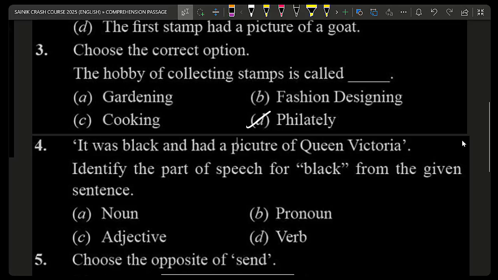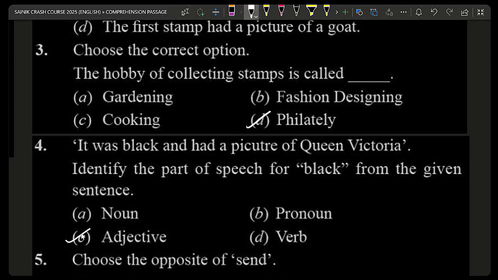Anvita, do you know what this black is? Which part of speech? Sir, adjective. What is adjective actually? Sir, adjectives are shapes, colors, etc. Adjectives are describing words, describing how the objects are: which color, which shape, which size, etc. In this sentence, the word black is used for describing something. That's why it is an adjective. Okay, very good, Anvita. It's an adjective.